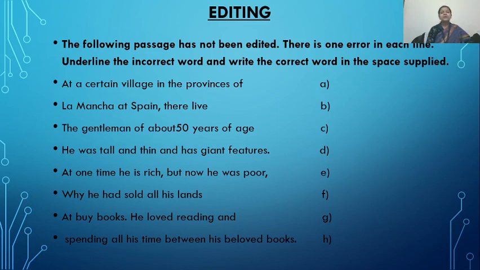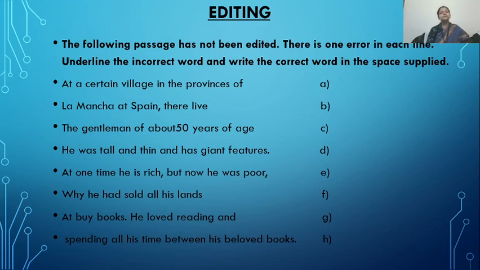Let's start now. At a certain village in the provinces of La Mancha, at Spain, there live the gentleman of about 50 years of age. He was tall and thin and has giant features. At one time he is rich, but now he was poor. Why he had sold all his lands and buy books. He loved reading and spending all his time between his beloved books.